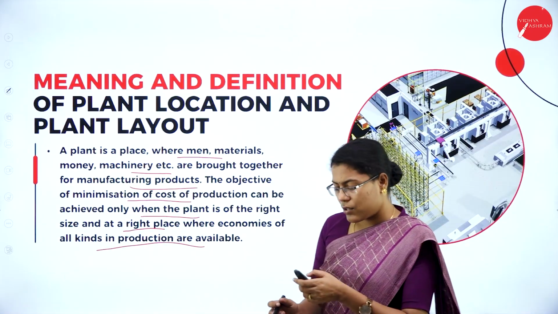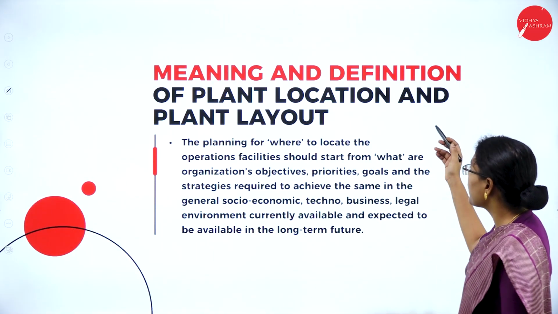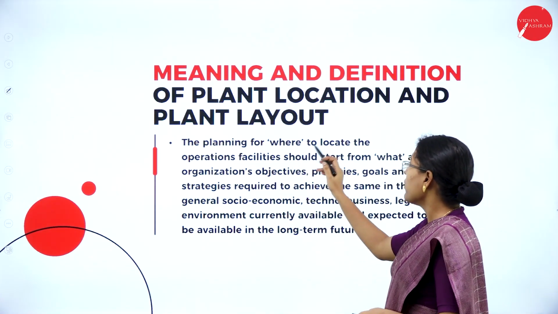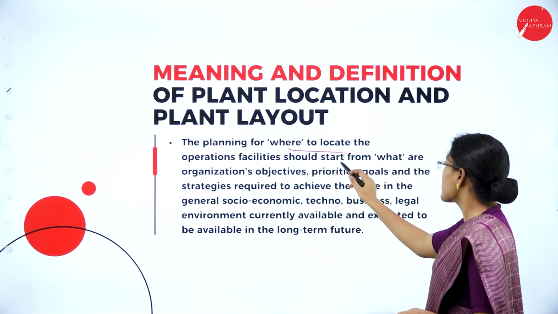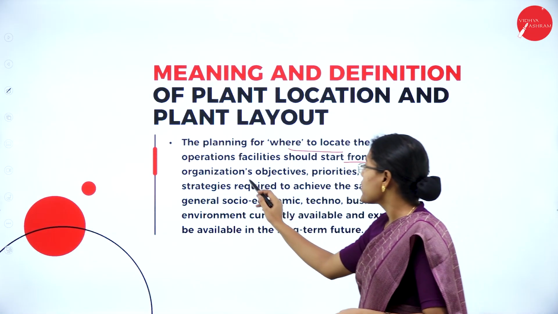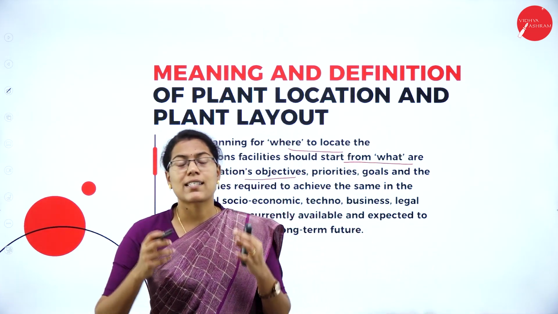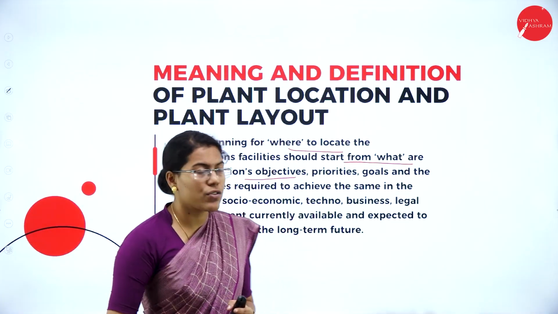So next, the meaning and definition of plant location and plant layout. So here the planning for where to locate the operations facilities should start from what are the organizations' objectives. So here the planning of setting up where we should set up a factory or the manufacturing unit.